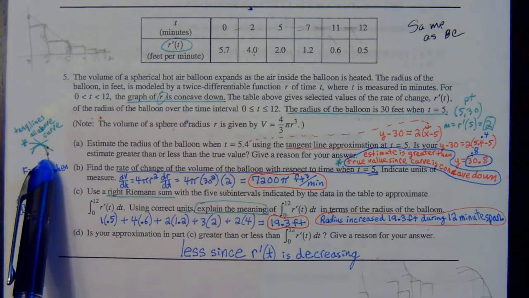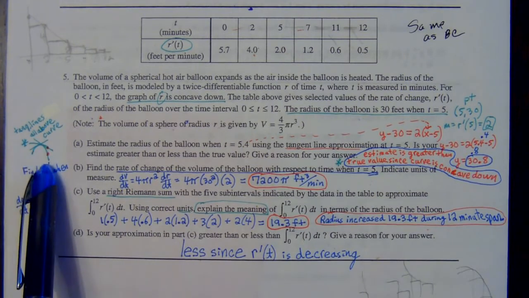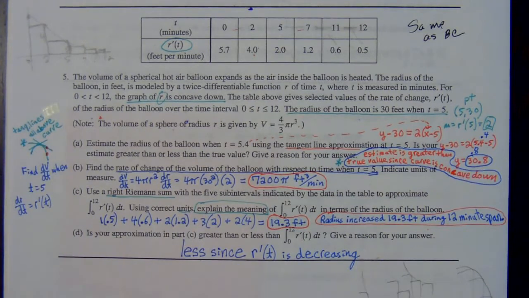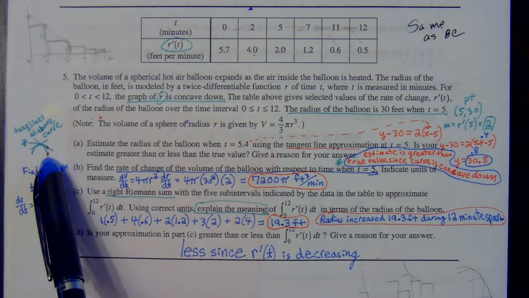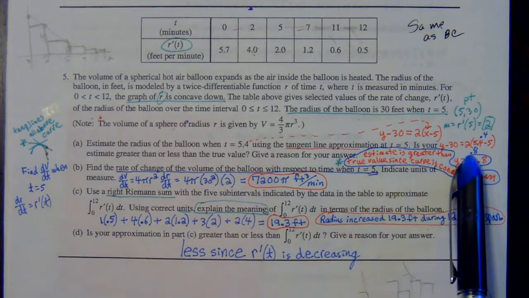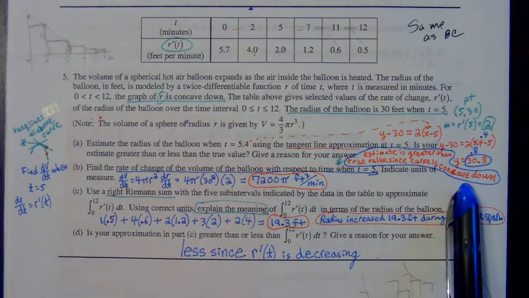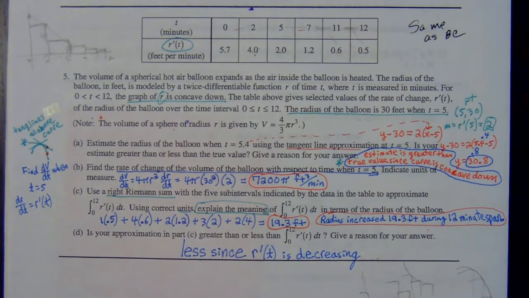The actual y value is on the curve, but because it's concave down and spilling the water, the tangent lines are all above it. If it was concave up and holding the water, the tangent lines would be below it, so your tangent line approximation would have been an underestimate. But since the tangent line is above the curve, this estimate is greater than the true value since the curve is concave down. So anytime they're talking about tangent line approximations being an under or overestimate, use that concavity issue.